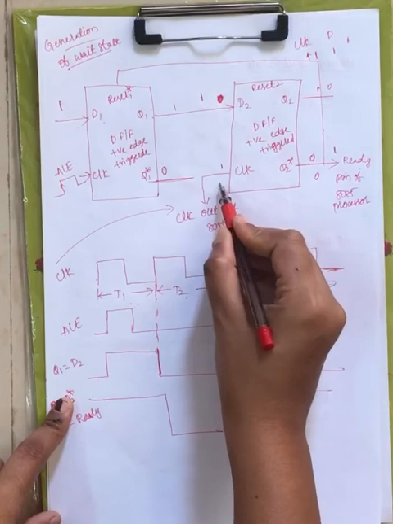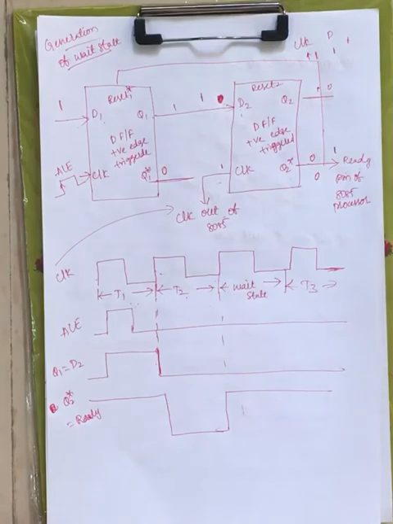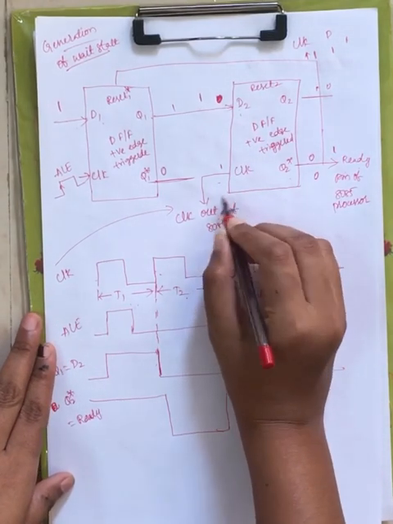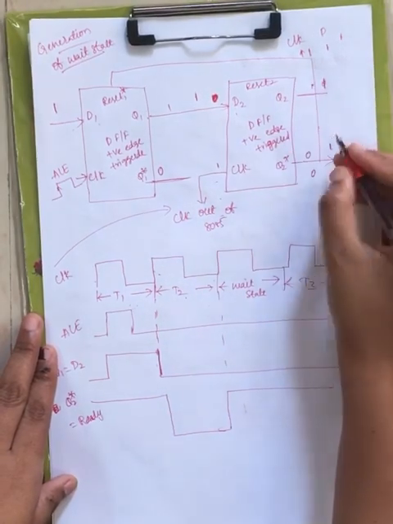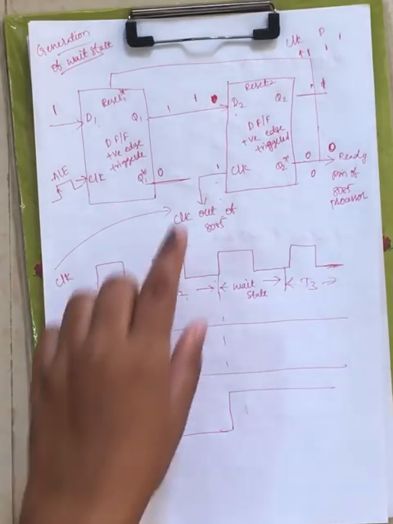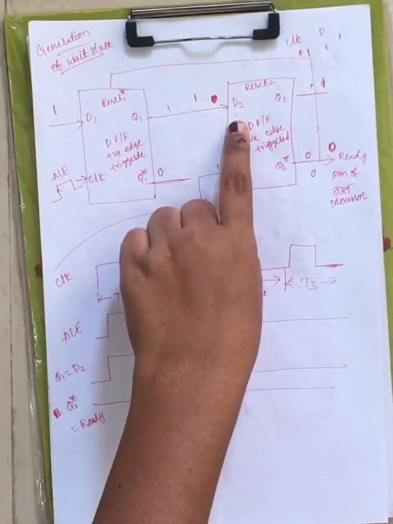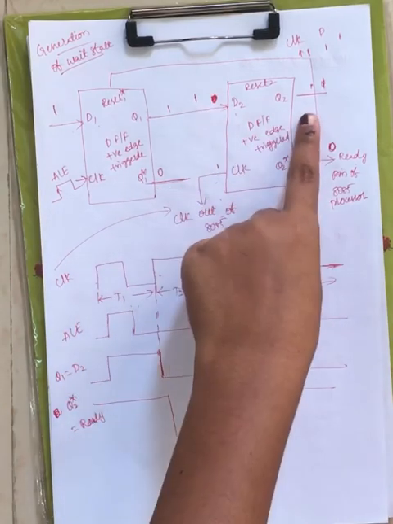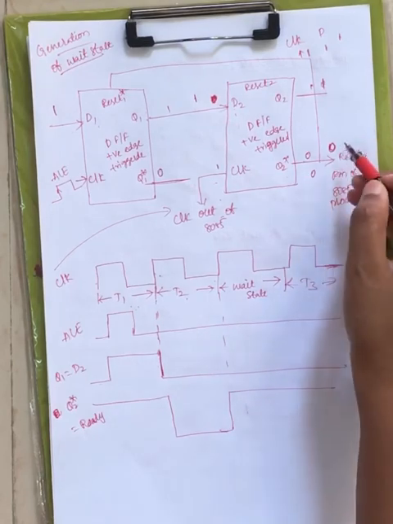Now the next clock cycle is T2. During the positive edge of T2, D2 is 1. When both are 1, you will get 1 here and 0 here. Because we are connecting Q1 to D2, for the first T1 we are getting the D2 value as 1. Now this is 1 and the clock signal is at its positive edge. When both are 1, the present state will be 1 and the next state will be 0. Now Q2, you are getting it as 0.